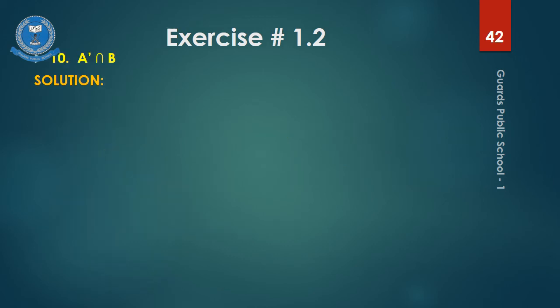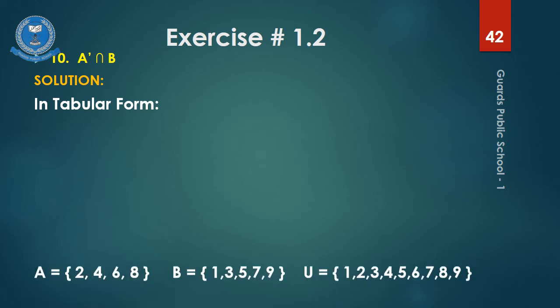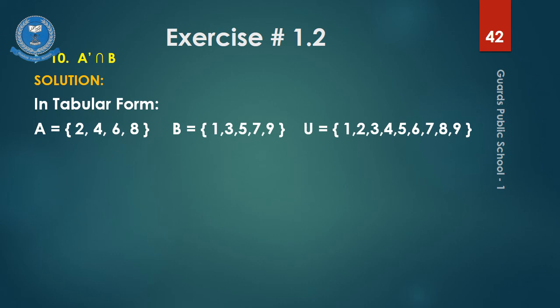Exercise number 1.2 and question number 10 is A complement intersection B. After the solution, first mention all the sets which were given in the question in set builder notation, and we have converted them into tabular form. Set A contains positive even integers less than 10. Set B is equal to positive odd integers less than 10, and the universal set is all positive integers less than 10. As in the question, required is A complement intersection B.